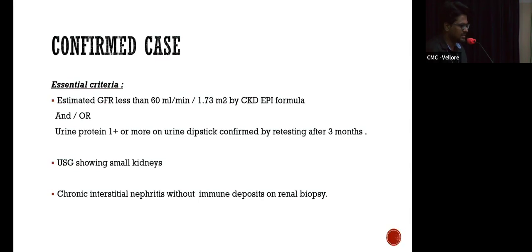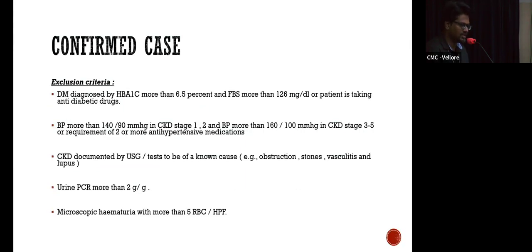For a confirmed case, the essential criteria will be the same, plus ultrasound showing small kidneys or normal size kidneys. We have to plan for a renal biopsy that will show chronic interstitial nephritis without any immune deposits. A confirmed case will also have exclusion criteria, like we have to rule out diabetes. Coming to the BP, in a patient in CKD stage 1 and stage 2, BP should not be more than 140. In a patient in CKD stage 3 or more, BP should not be more than 160/100. And the patient should not require more than 3 antihypertensives for BP control. If any of these are present, we have to exclude the patient from the diagnosis of CKDU.